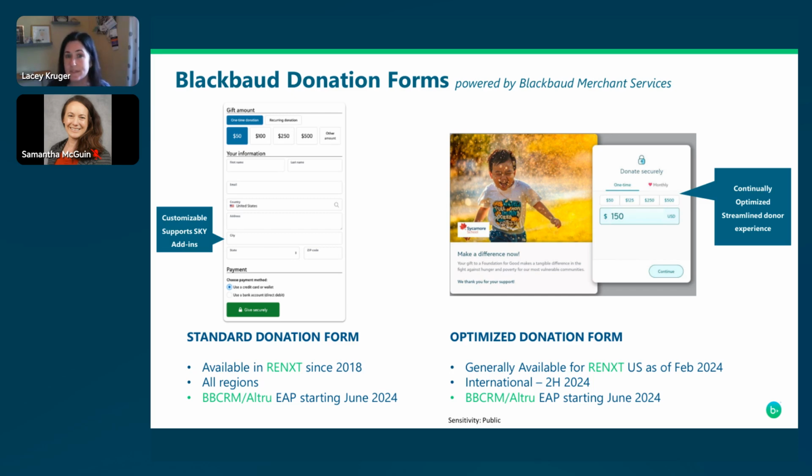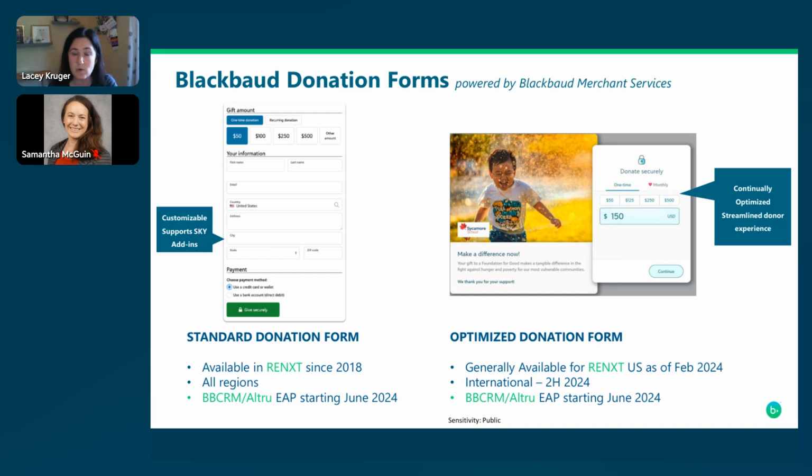The standard form is customizable and it supports Sky add-ins. So that's what we'll be talking about a little bit later as well. The optimized donation form is also RANXT only right now, and it's only available in the USA. It was generally released to everyone in the USA in February of this year, and we're working on getting that out to our international customers as well, hopefully later this year.